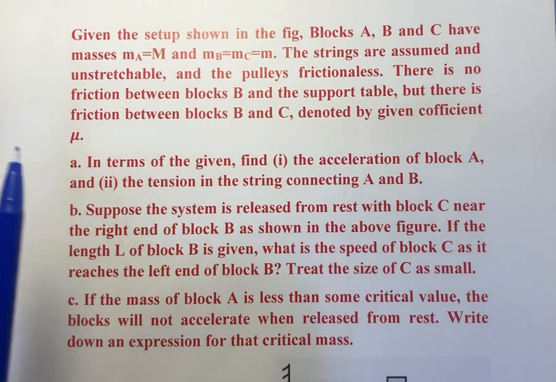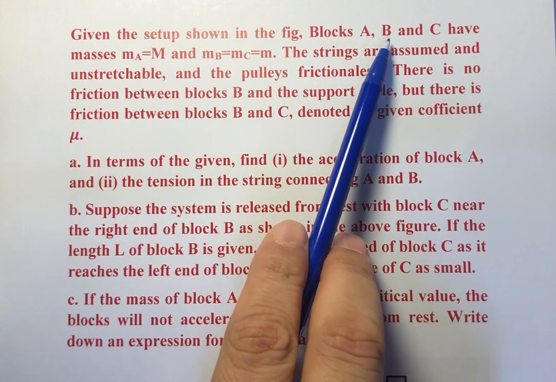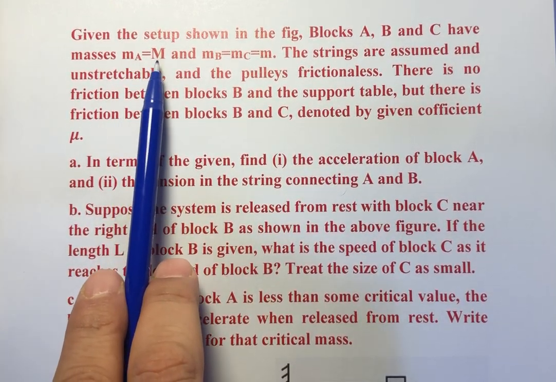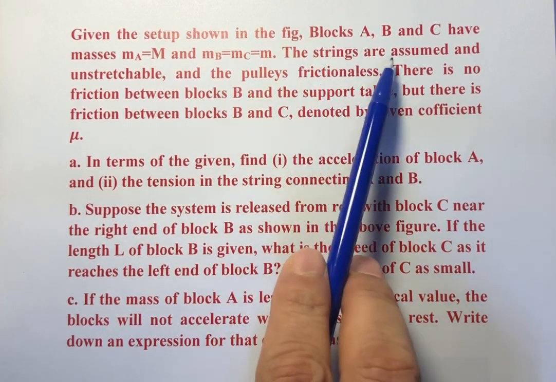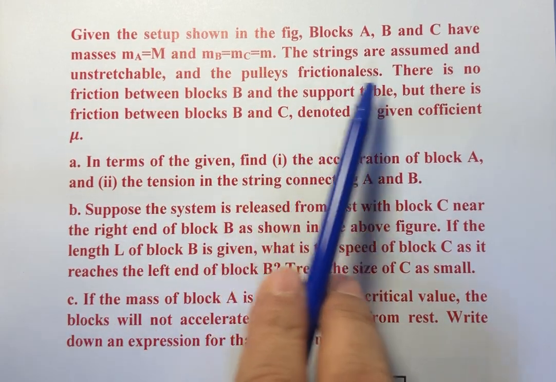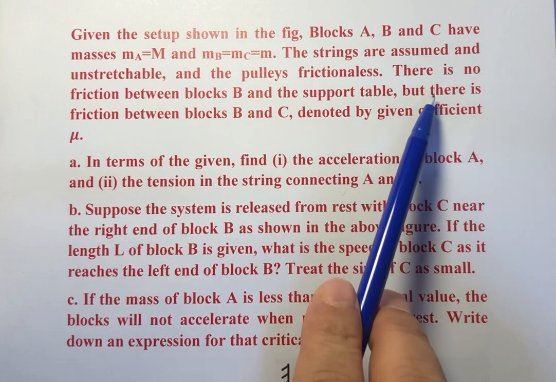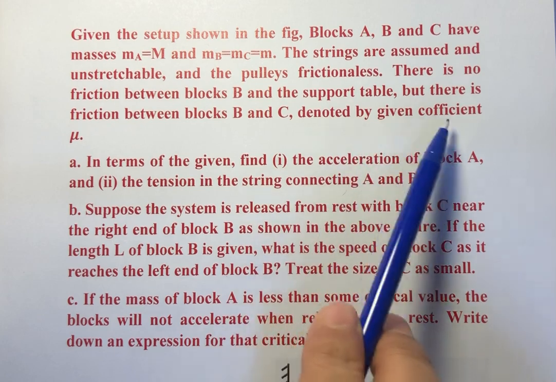Hello friends, so in today's question, given the setup shown in the figure, blocks A, B, C have the mass, that mass of A block is capital M and mass of B as well as C is same. The string is assumed unstretchable, the pulleys are frictionless. There is no friction between block B and the support table, but there is friction between blocks B and C denoted by the coefficient mu.